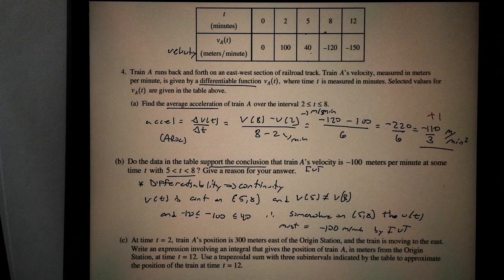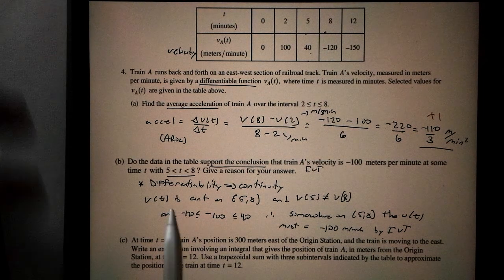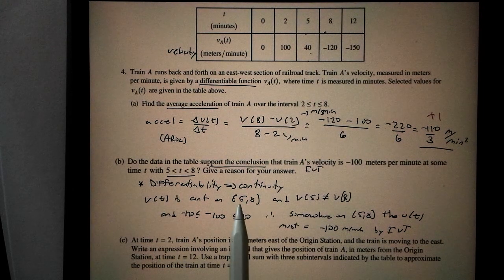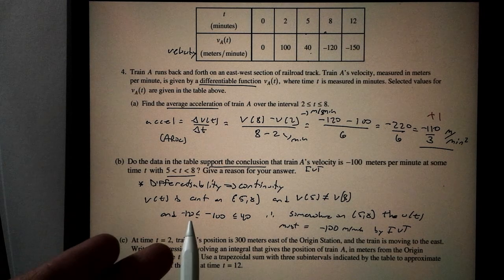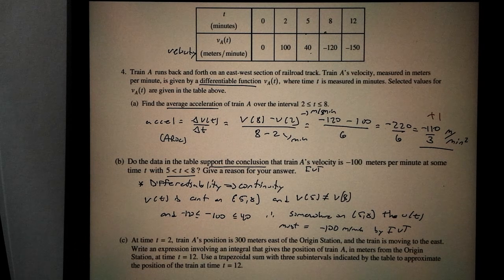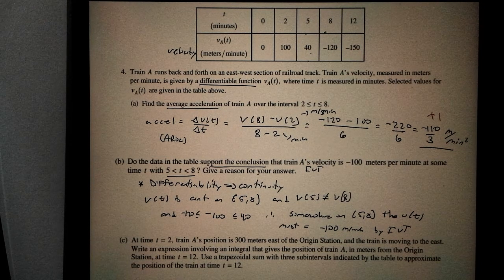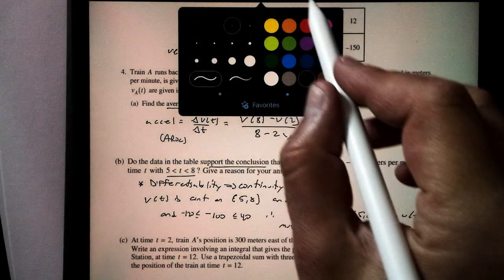Something along this line. Now you do kind of have to mention that differentiability implies continuity. Then we're going to use it. Well, since my function is continuous and my values at 5 and 8 are not equal, and that negative 100 is between negative 120 and 40, we know that somewhere our function must have a value of negative 100 meters per minute. This is worth 3 points right here.